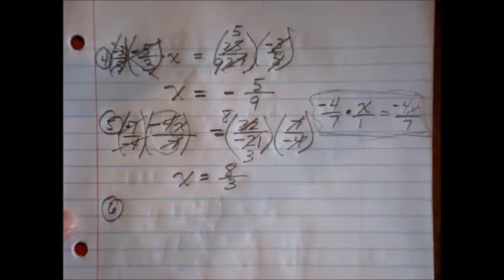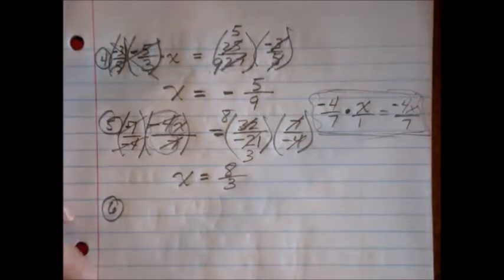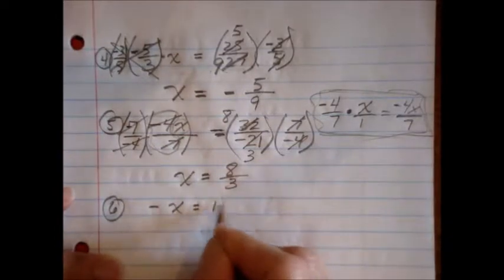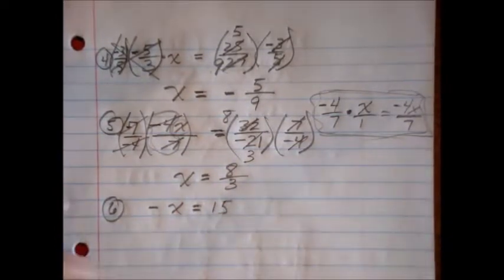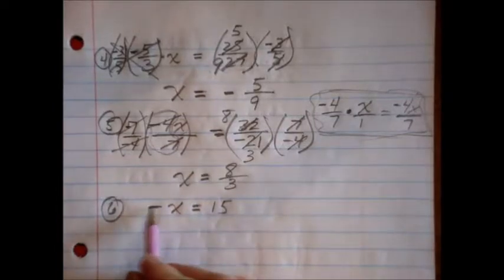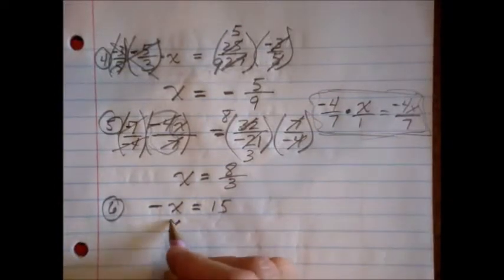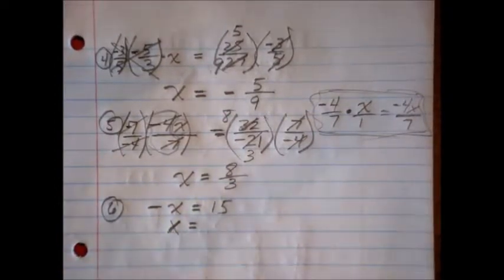Okay, we're going to finish it off with an easy one. You ready? And then we're going to call it a day. The easy one, the opposite of x is equal to 15. I want you to solve for x. What's x equal? If the opposite of x equals 15, then what's x equal?